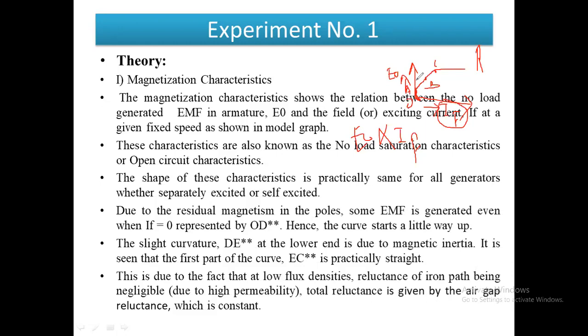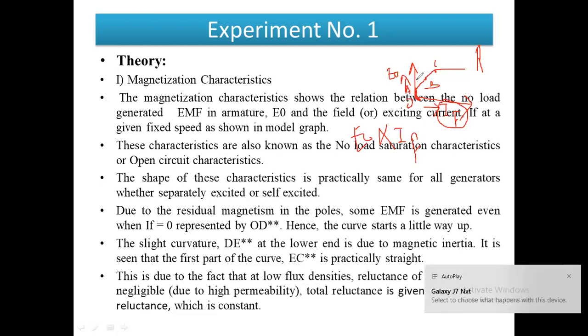Okay, so this is the magnetization characteristics or the open circuit characteristics. This magnetization characteristic is the same for all types of generator. All types of generator साठी same असेल, whether it is a separately excited generator, a self excited generator, or it may be a DC shunt, DC series generator, or a compound generator. So these characteristics are the same for all types of generator. We want to determine these characteristics by performing the practical.